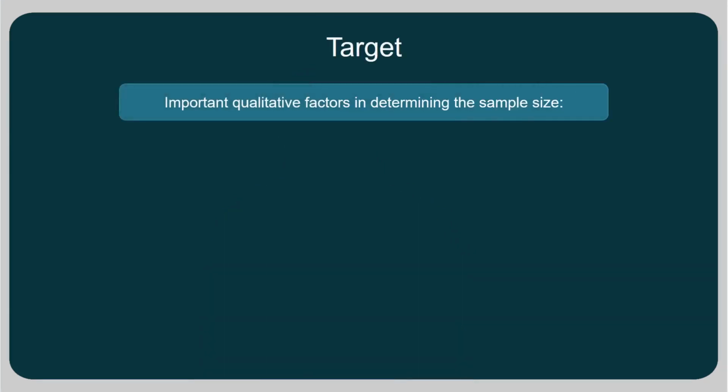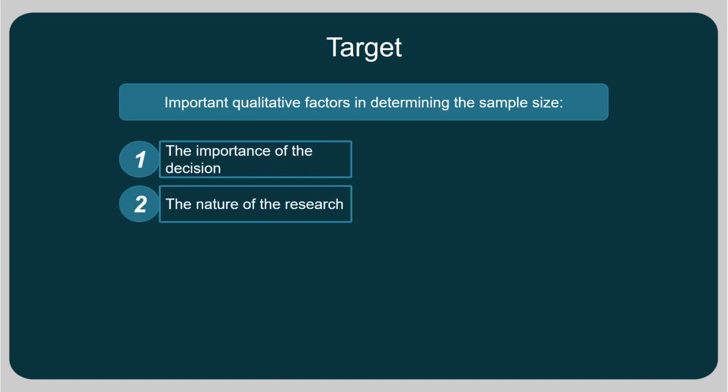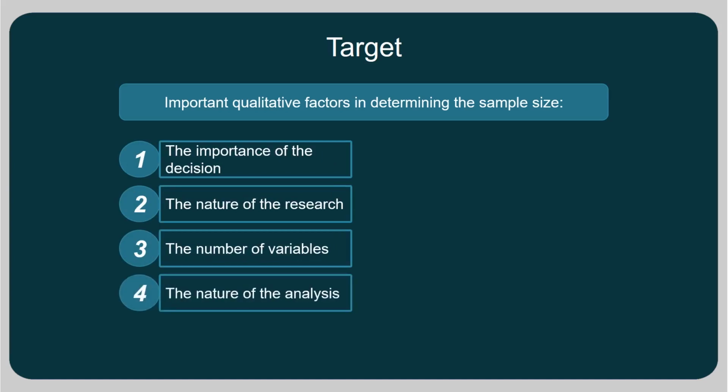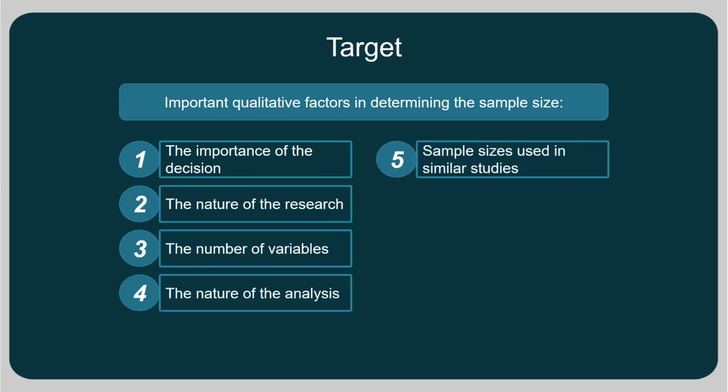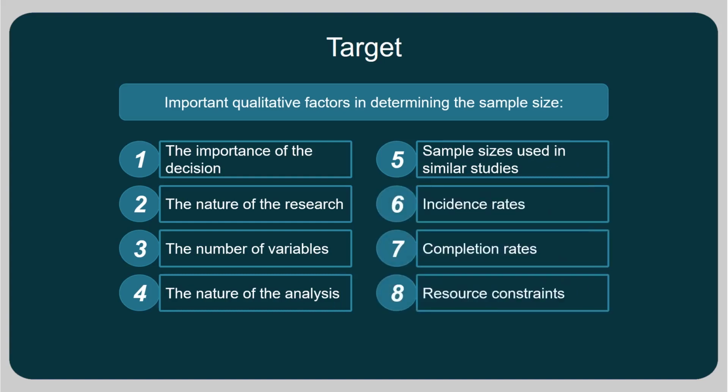In continuation of step 1, there are certain important qualitative factors in determining the sample size: the importance of the decision, the nature of the research, the number of variables, the nature of analysis, sample sizes used in similar studies, incidence rates, completion rates, and resource constraints.